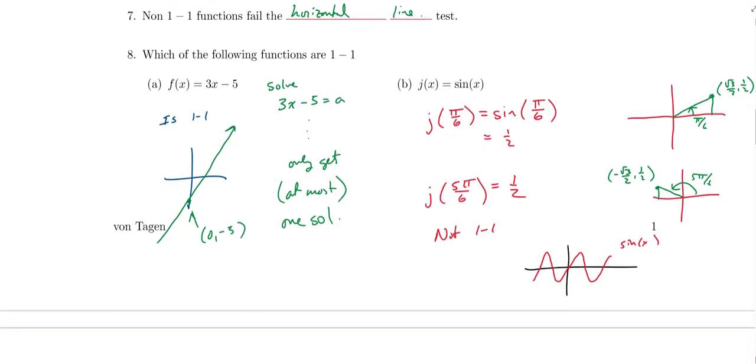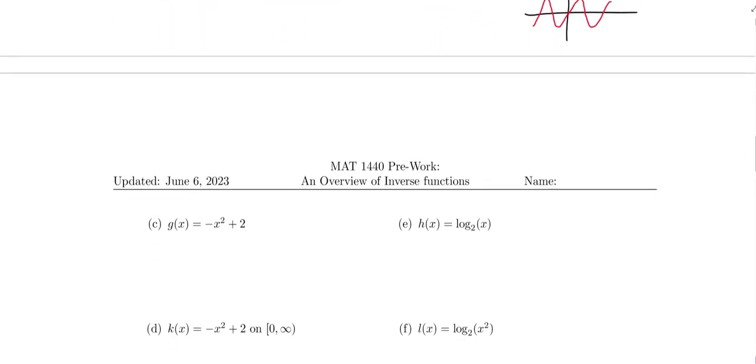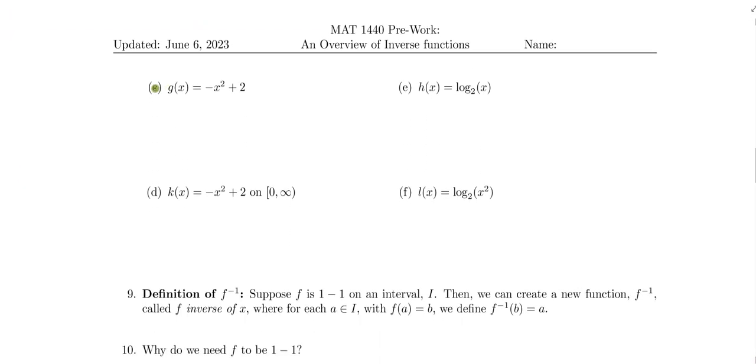Okay, so folks, I'm going to stop this video here. What I'd like you to do is try to answer C, D, E, and F here. I'm sorry, the order is a little bit off, but C, D, E, and F here. Go ahead and check that. Determine whether or not these functions are one-to-one.